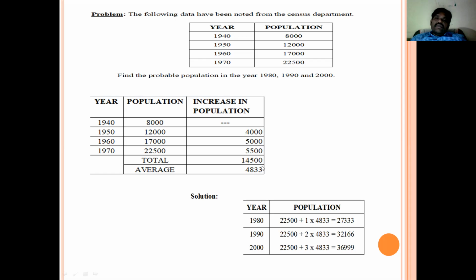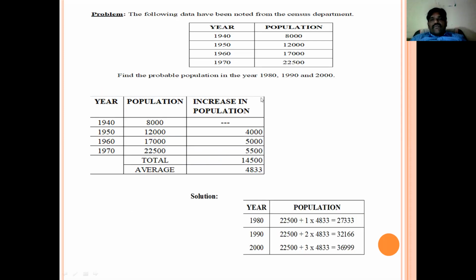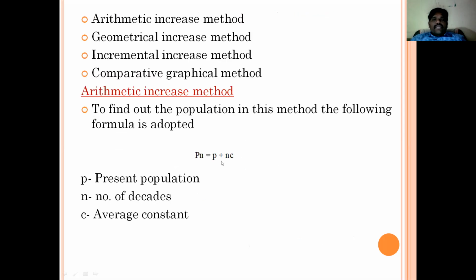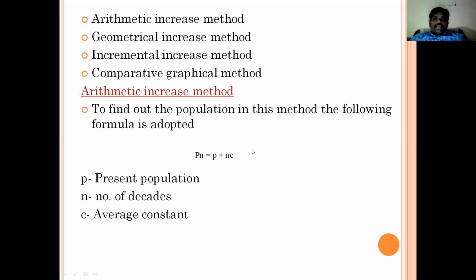And after that, what is the solution here? The equation is Pn equal to P plus NC. N means number of decades. For what decades do we need to find out? 1980, 1990, and 2000, right? To find out the population of 1980, P means the present population. We have the population of 1970 only, which is the present population when we are going for 1980. So the present population is 22,500, and the formula is P plus NC.